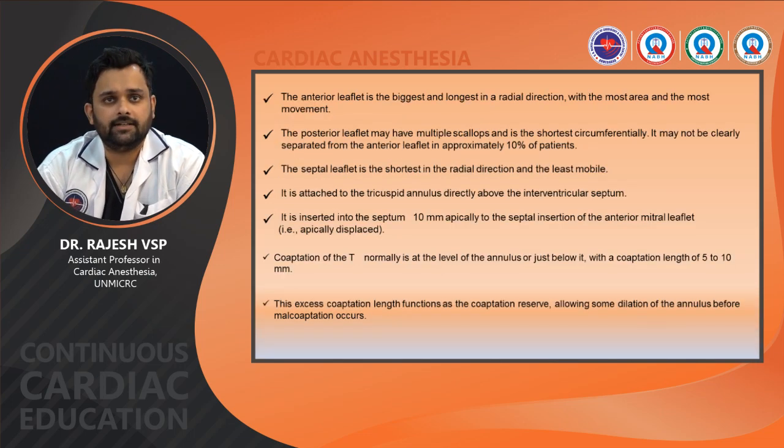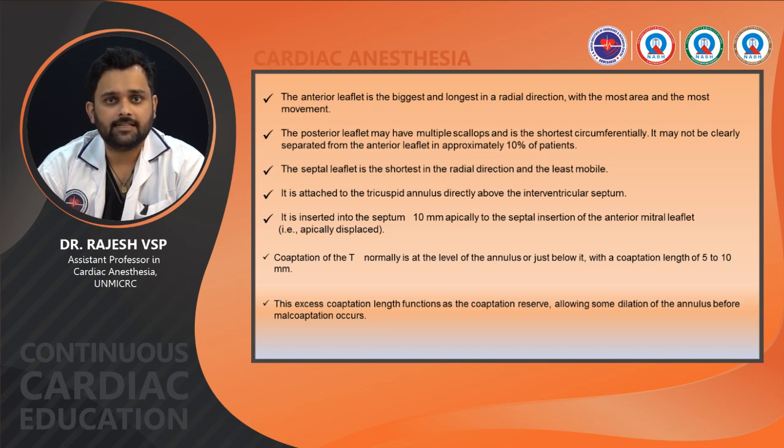The anterior leaflet is the biggest and the longest one, with the most area and the most range of movement. The posterior leaflet may have multiple scallops and is the shortest circumferentially. It may not be clearly separated from the anterior leaflet in approximately 10% of patients. The septal leaflet is the shortest in radial direction and is the least mobile.